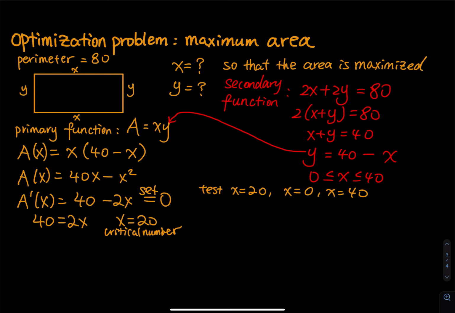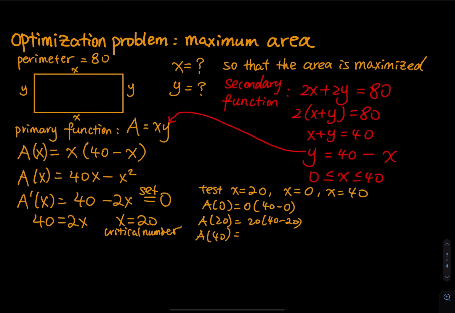because for the perimeter, when x equals 0, you have no length. When x equals 40, you have no width. So basically testing 0 and 40 makes no sense, but let's do it anyway. When x equals 0, you have 0 and then 40 minus 0. x equals 20, then you have 20, 40 minus 20, and then x equals 40, you have 40, and then 40 minus 40.